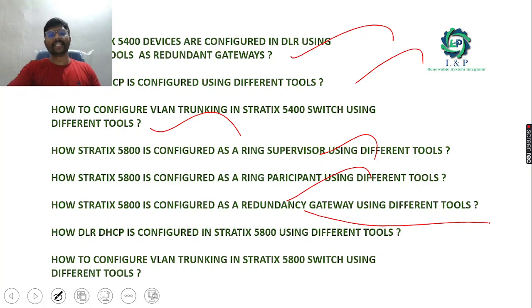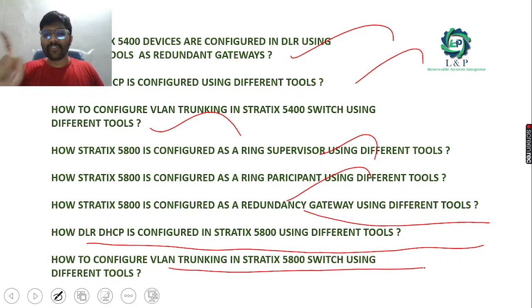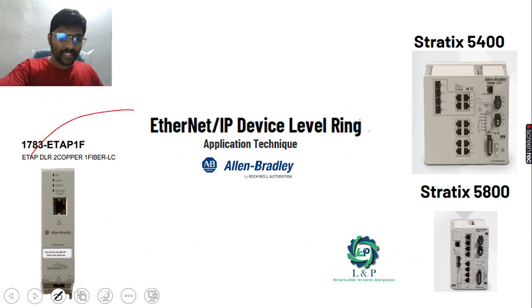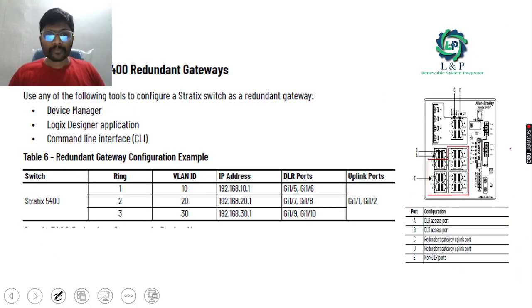How DHCP DLR is enabled in the 5800. And also we are going to learn how to configure VLAN trunking in the Stratix 5800 switches using the different tools. So in our discussion we might be using these, we will be using Stratix 5400s, and we will be using 5800. First let us consider an example.